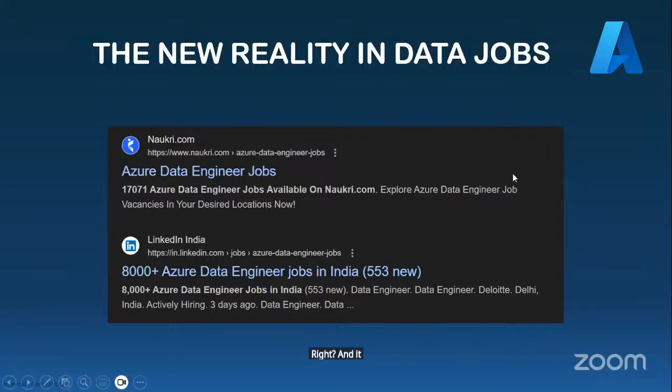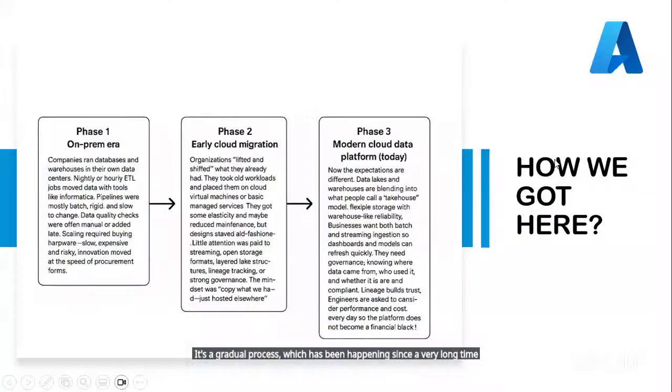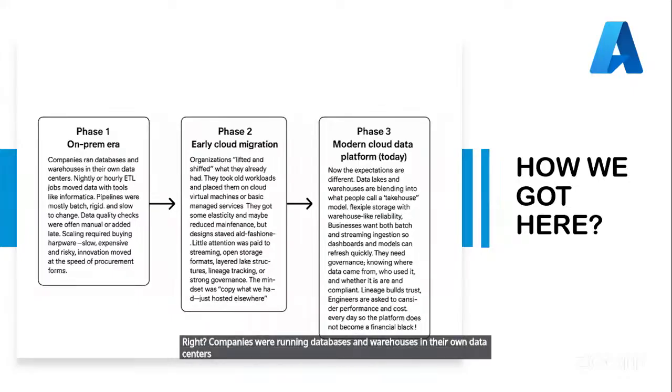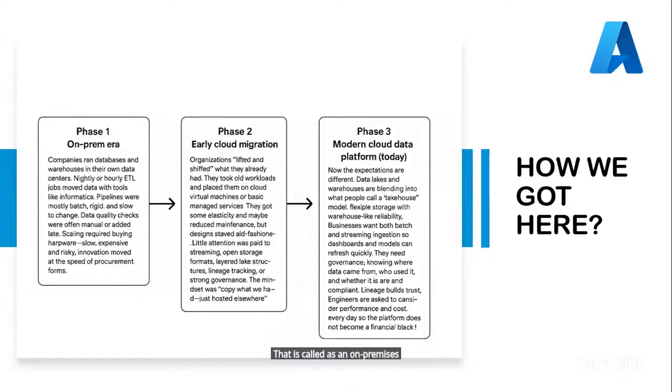And it's not something which has emerged in one day. It's a gradual process which has been happening for a very long time now, right? If I have to talk to you about the phases, phase one was the on-prem era, right? Companies were running databases and warehouses in their own data centers. Every company would create their own data center. That is called an on-premises data center, right?